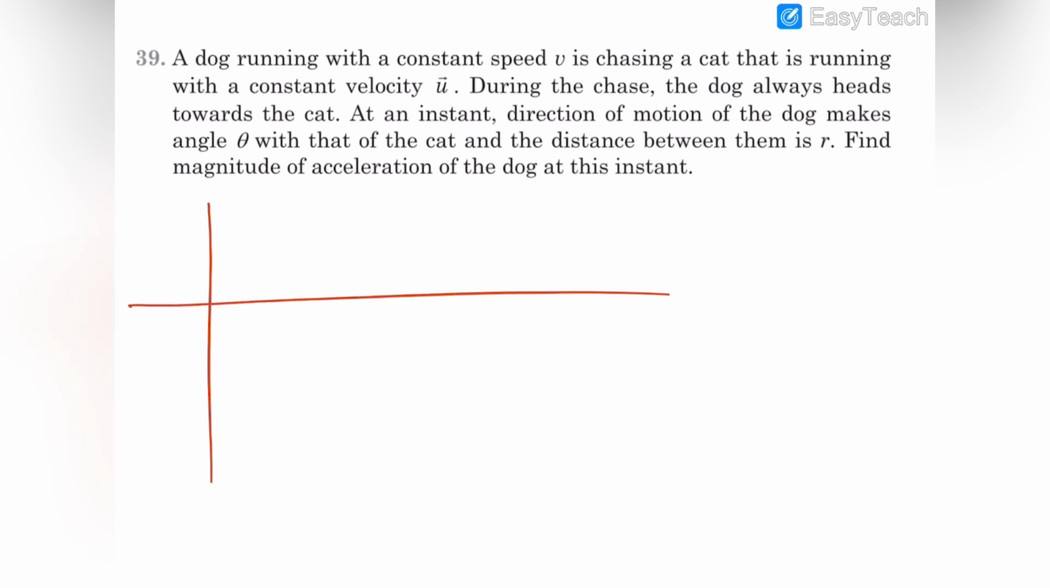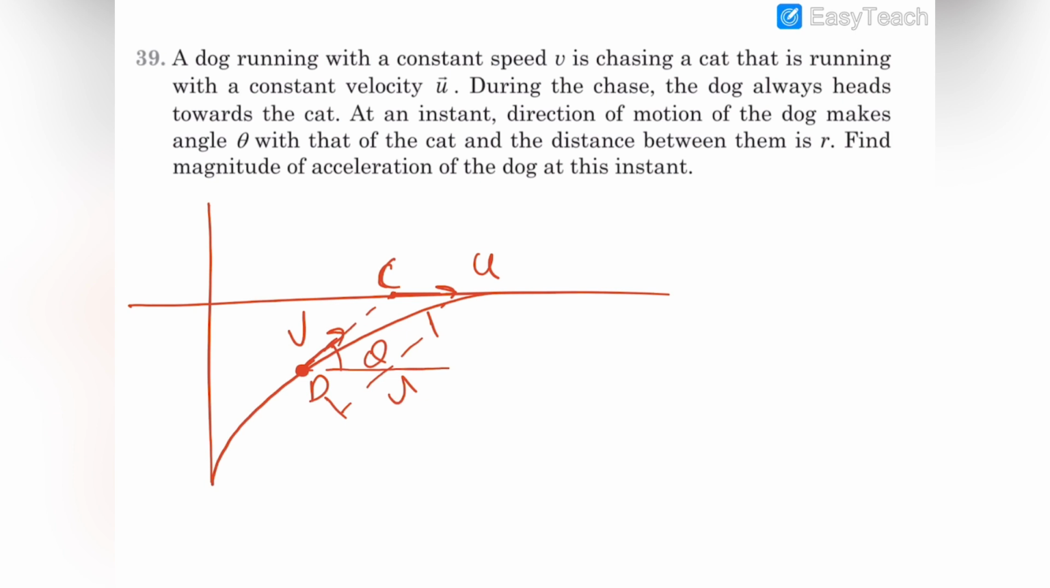So the scenario is like that: the dog is starting from this point. At any instant of time, the dog is here and it is moving towards the cat. This is the cat, and the velocity of the cat is like that, and this is u, and the speed of the dog is v. So this angle is given as theta, and the distance between the dog and cat is r at this instant. Now we have to find out the magnitude of acceleration of the dog at this instant.